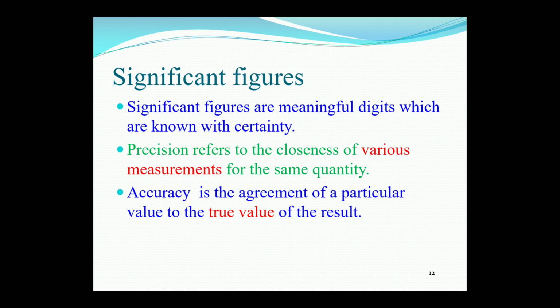So it has always been a certain number of meaningful digits with certain values. Precision refers to the closeness of the various measurements for the same quantity, and accuracy is the agreement of a particular value to the true value. What is the true value and what is the exact value? So through this, accuracy is the agreement of a particular value to the true value of the result.